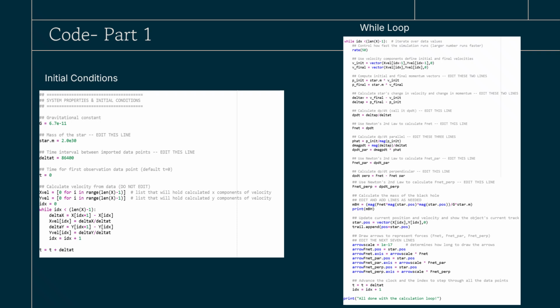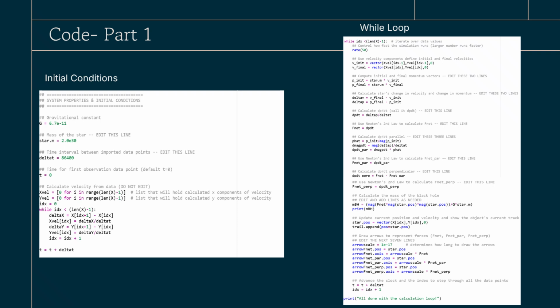Part 1, starting with my initial conditions, where we have the gravitational constant, the mass of the star, delta t, and we didn't really change much with this, with calculating the velocity from the data. Looking at the while loop, we started by using the velocity components from the initial conditions to make a variable for the initial and final velocities, and with those we're able to compute the initial and final momentum vectors. Once we have all that, we can calculate the star's change in velocity as well as the change in momentum, and using this we can calculate dp dt. Then, using Newton's second law to calculate F net, we just set the net force equal to dp dt, as according to Newton's law they equal each other.